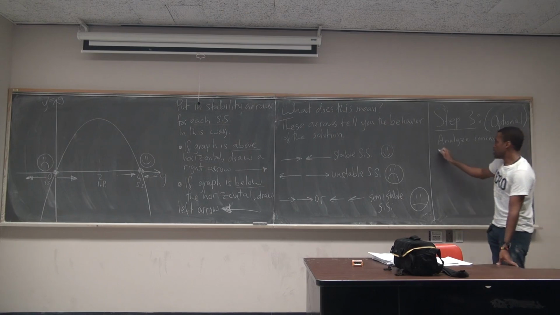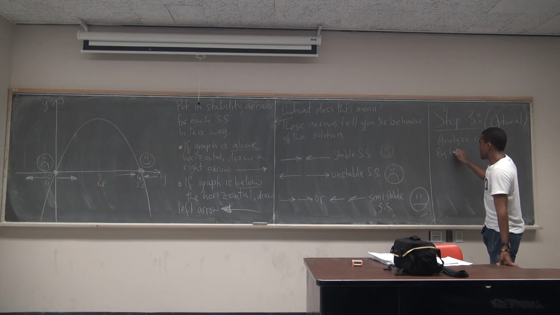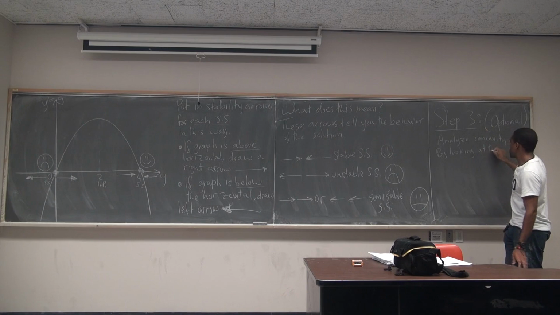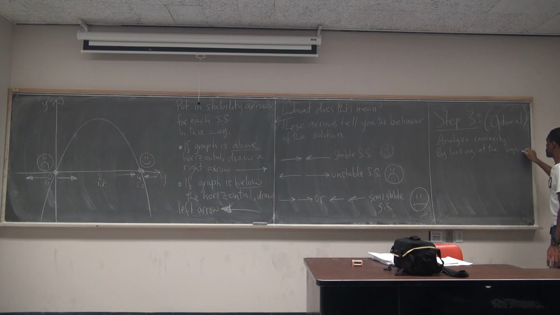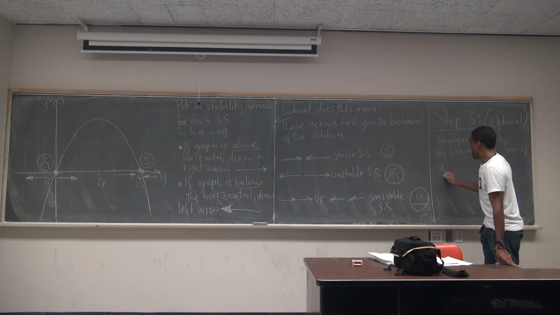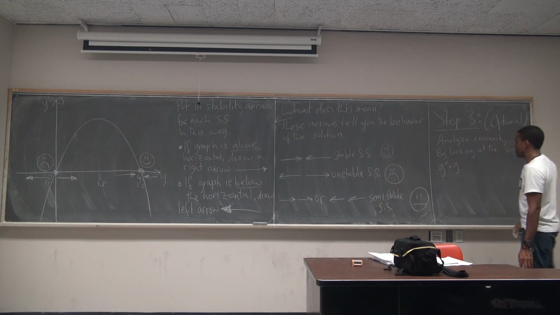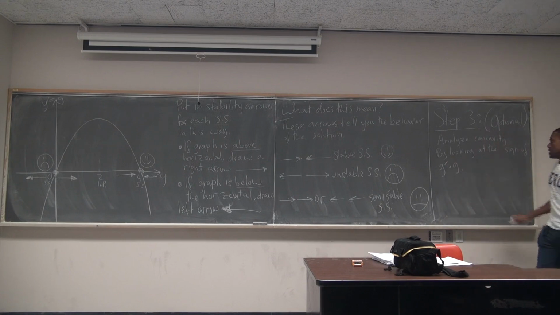You analyze it by looking at the sign of G prime times G. Now remember, G is basically your graph. G prime is the slope of the graph, that graph that I just drew.